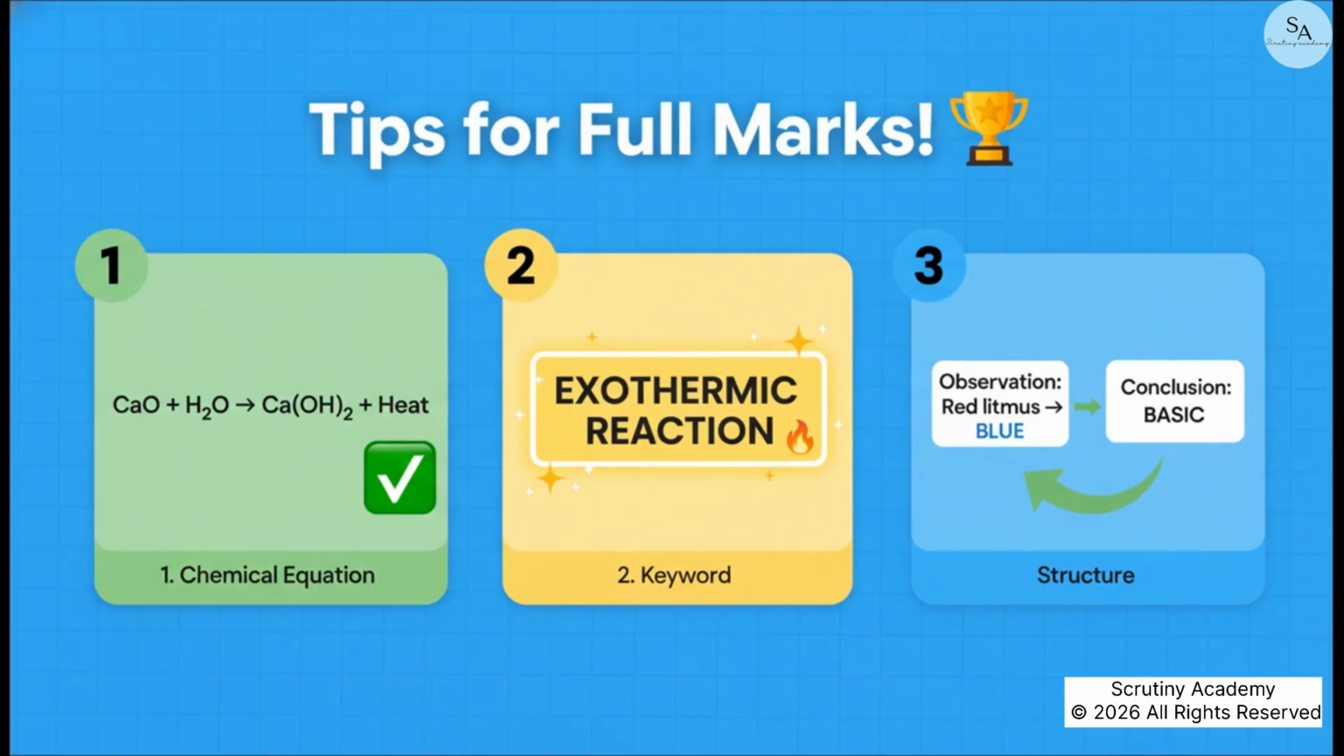So, here are my top tips to get full marks. 1. Always write the complete, balanced chemical reaction. It's very important. 2. You must use the keyword exothermic reaction. It shows the examiner you really know your stuff. And 3. Don't just write the observation. Also write the conclusion. So don't just say red litmus turns blue. You should write red litmus turns blue, therefore the solution is basic.